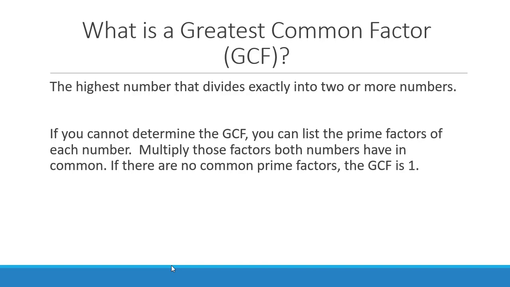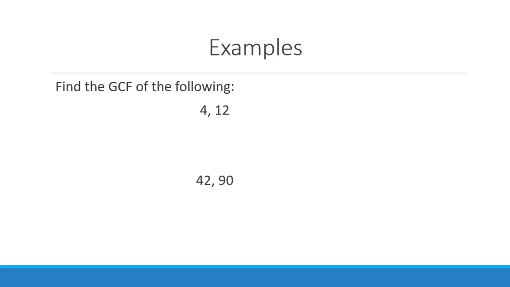Now, I will tell you, if you have a graphing calculator, your graphing calculator will find the GCF for you. If you hit the math key and then scroll over to NUM, N-U-M, and then scroll down and find GCF, or sometimes it's called GCD, you can put in the two numbers that you have. Make sure you close the parentheses and hit enter, and then it'll find the GCF for you. So let's look at some examples.